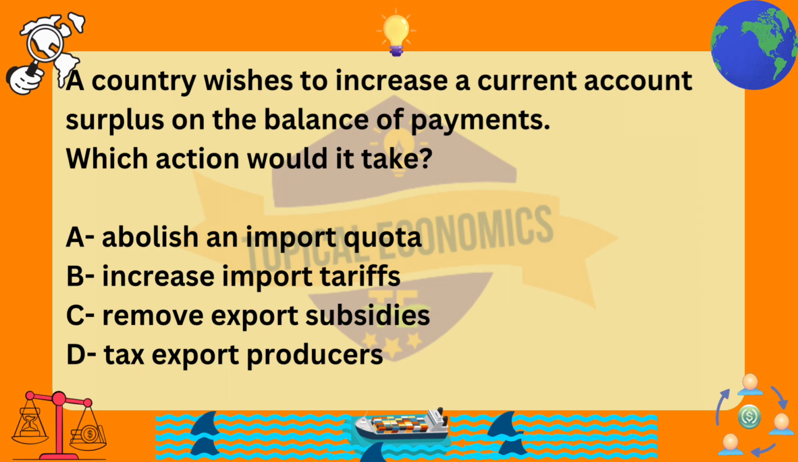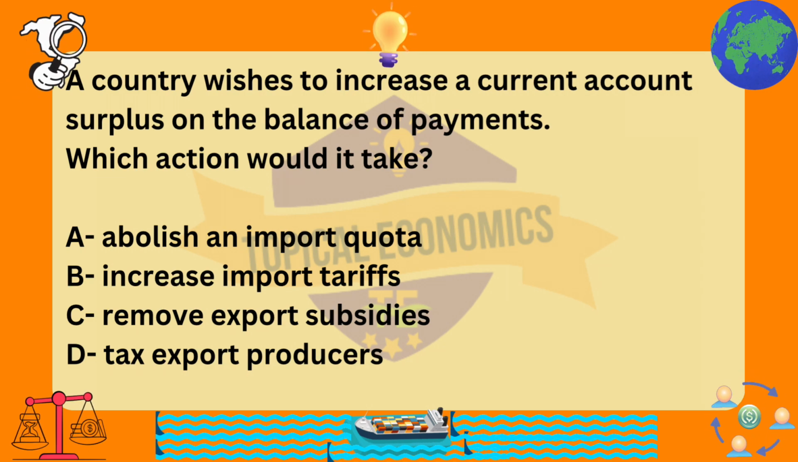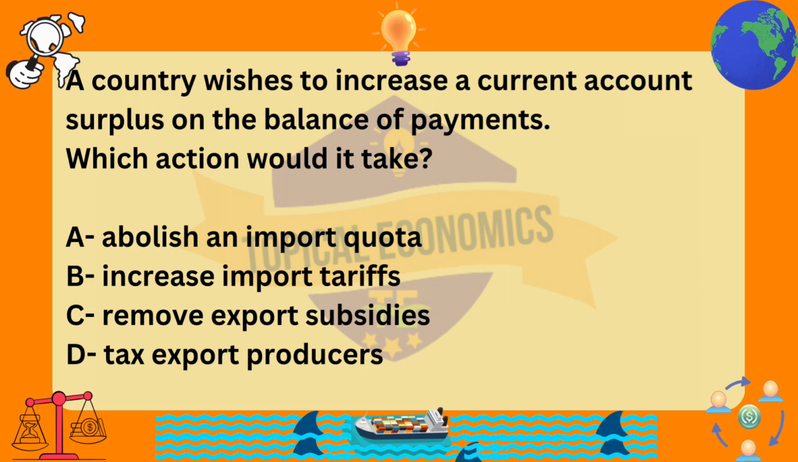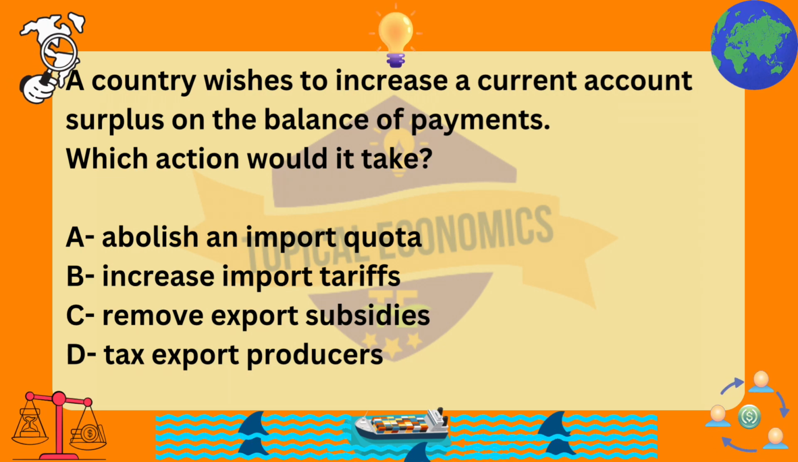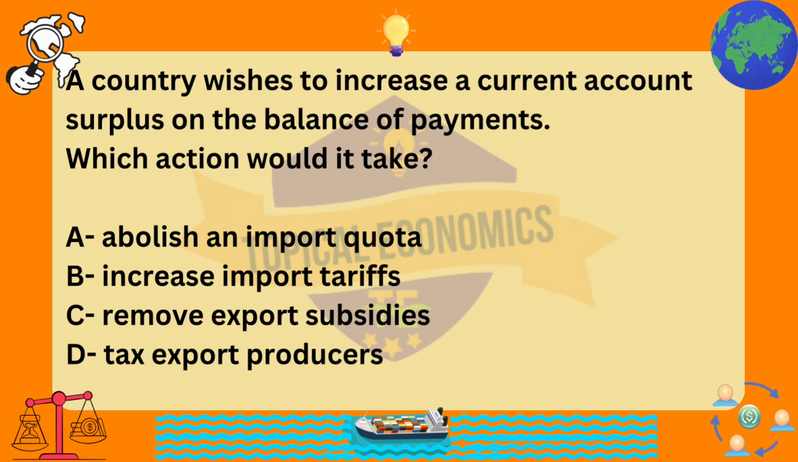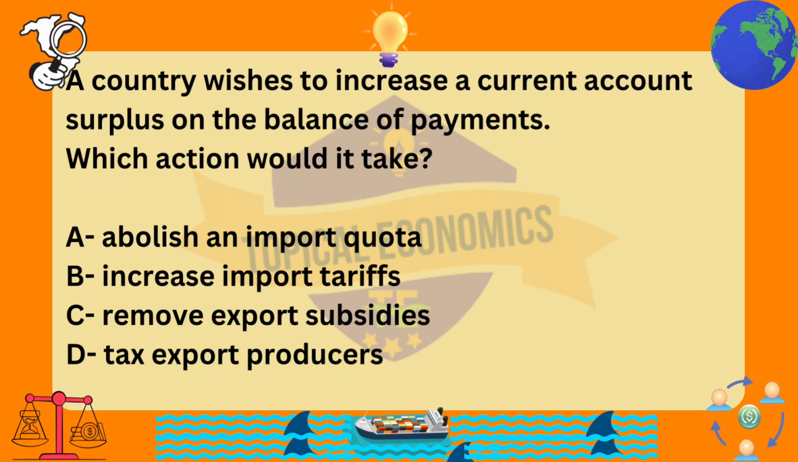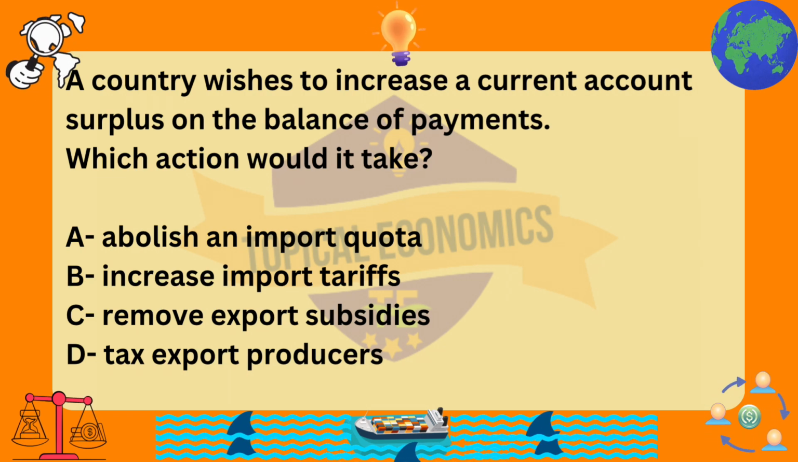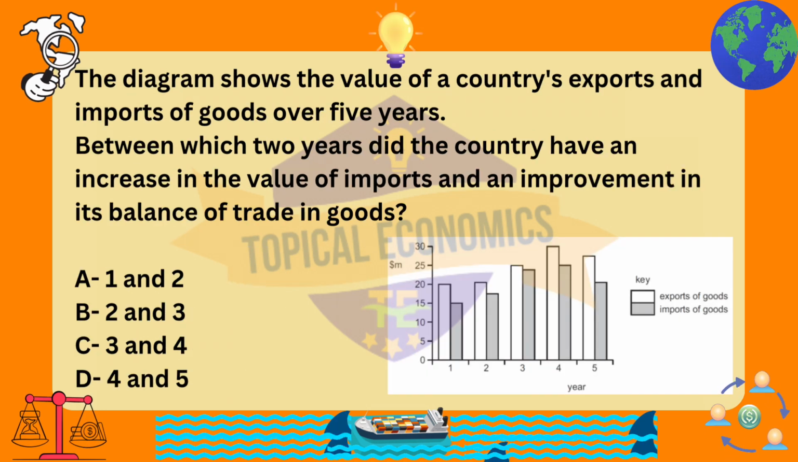Lastly, option D, taxing export producers would increase the cost of producing goods for export, making them less competitive in international markets. This would likely lead to a reduction in exports, which would decrease the current account surplus, not increase it. Moving to the 12th question.